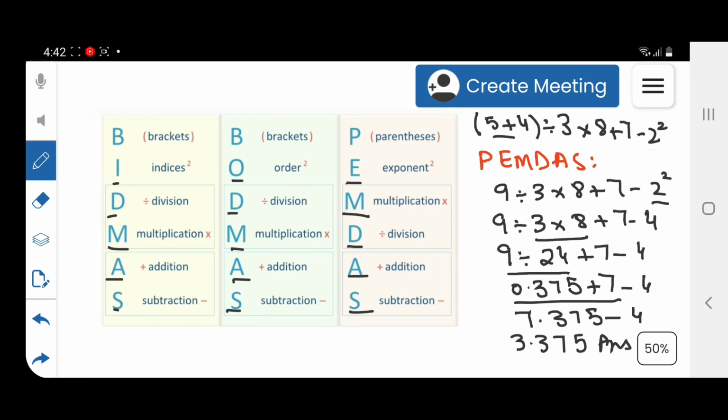So this is how we solve the question with PEMDAS. And also I have solved the question through BODMAS and BIDMAS, which are exactly the same.